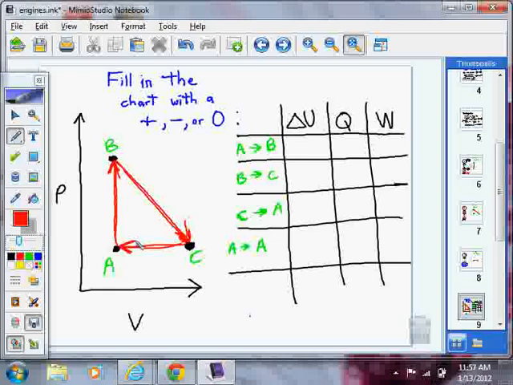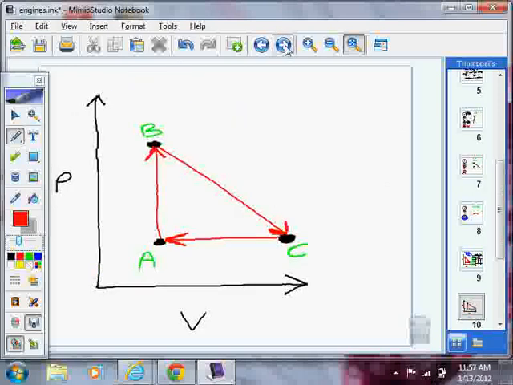So I want to set you up for success here, folks. Let's just take a look at our big diagram here. You might want to sketch this back in your notes.